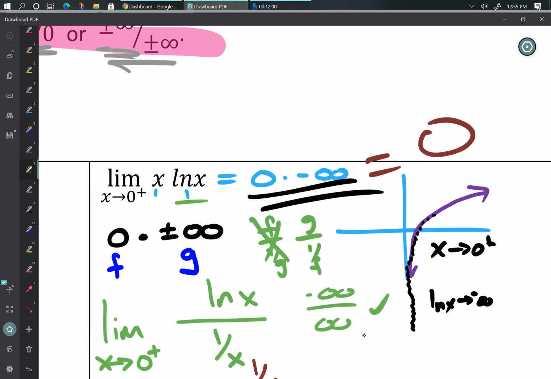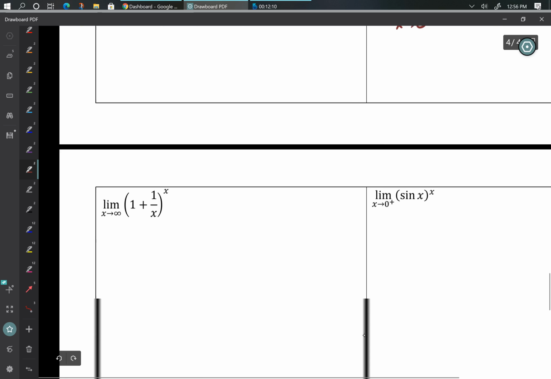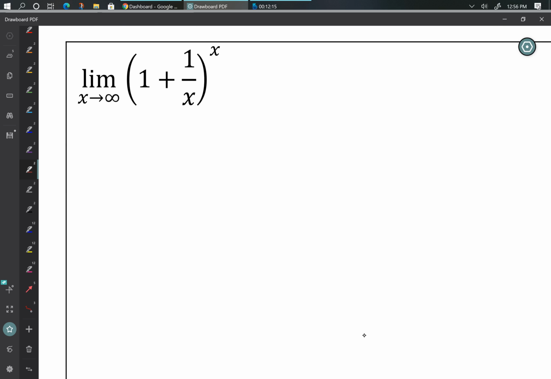And that would be a bad assumption because that is not always true. It just so happened it worked out twice that way, but it won't always work out that way. All right, what about this problem? I'm supposed to take the limit as x approaches infinity of (1 plus 1 over x) raised to the x.